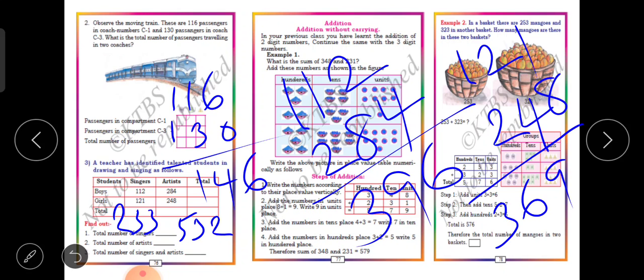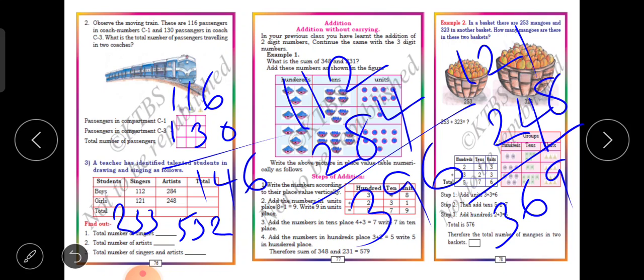300 and... it's 532. Total number of artists and girls. See what you have to do. Boys is 396. Here the next one is 369. So now altogether we are going to add. See here, 396 plus 369. Total number of artists. 6 plus 9. How much? 15. 1. Carry on the top of 9. 1. Okay. 16.